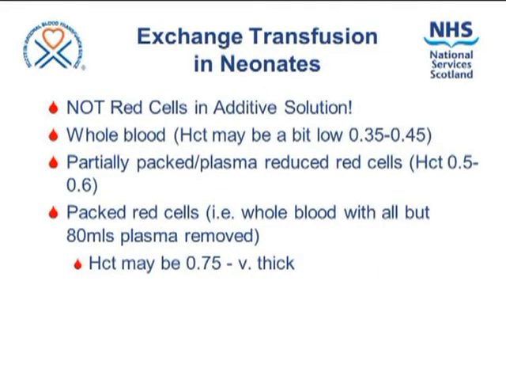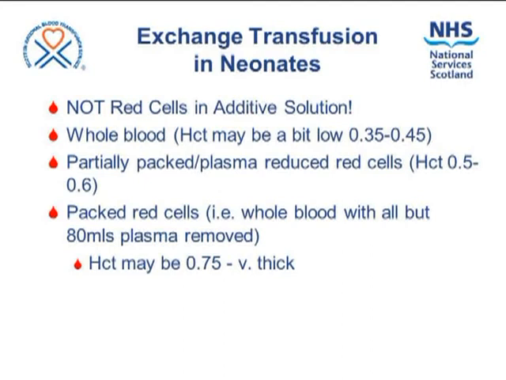For exchange transfusion of neonates, red cells should not contain additive solution in the unit. Alternatives that can be used are whole blood, although the hematocrit may be a bit low at 0.35 to 0.45 per unit, partially packed plasma reduced cells with a hematocrit of 0.6, or packed cells with whole blood with all but 80 ml of plasma removed, which has a hematocrit of 0.75. This could be a viscous product and that should be taken into account.